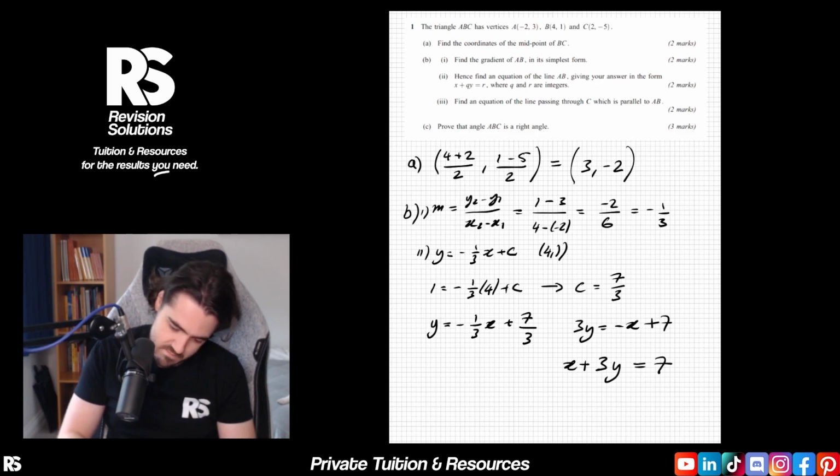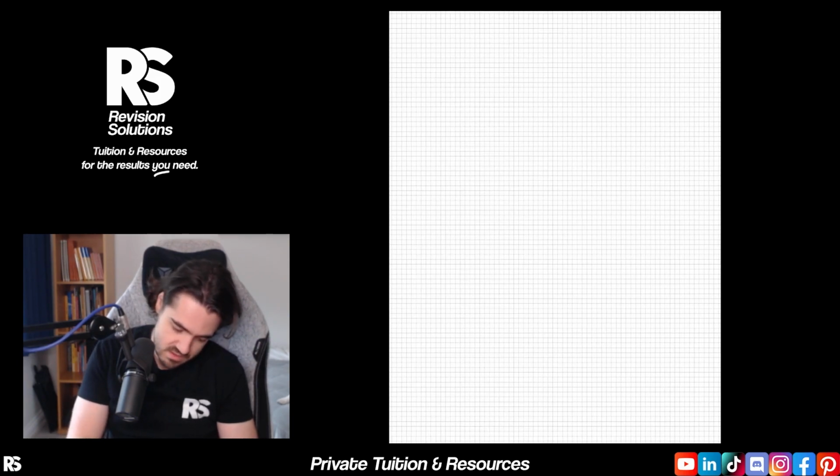And then for part 3, it says find an equation of the line passing through C, which is parallel to AB. So if it's parallel to AB, it's going to have the same gradient of minus 1/3, but it's going to have a different constant, which we can find just by plugging in a point that will actually make it pass through C. So plugging in C, essentially. So we're just going to repeat the process we just did again, basically.